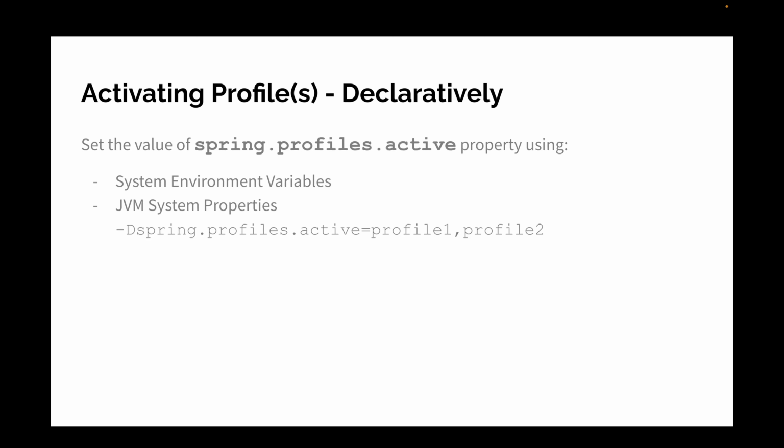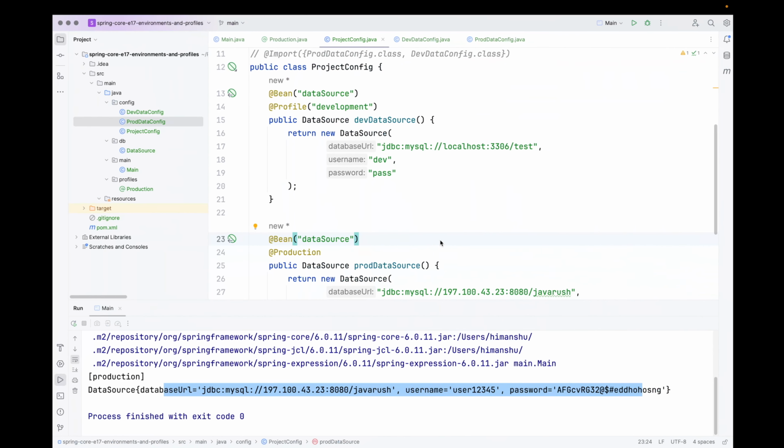And you can use JVM system properties as well. While running the application, you can set the JVM system property. Like here we are using -D. This is to specify that this is a JVM system property, and then the property name, which is spring.profiles.active, and you can use multiple profiles. We are using two profiles here, profile 1 and profile 2. So these two profiles will be active. Let's do that here.